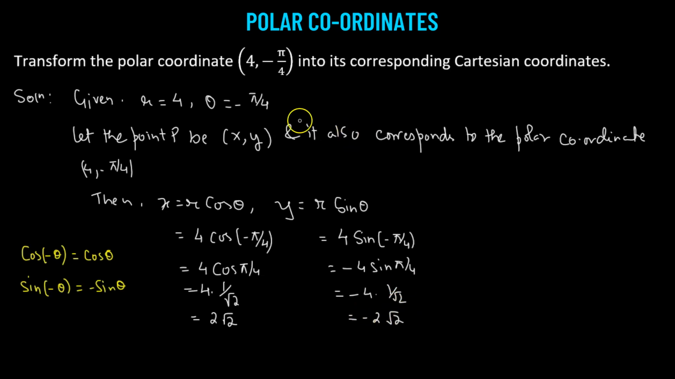So we have successfully found the Cartesian equivalent of the point (4, negative pi over 4). Its Cartesian equivalent is 2 times square root of 2, that's the x coordinate, and the y coordinate is negative 2 times square root of 2.